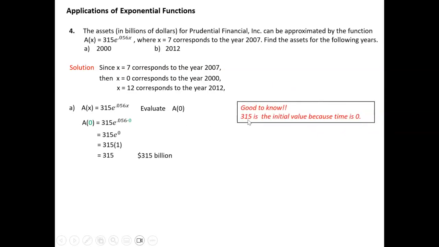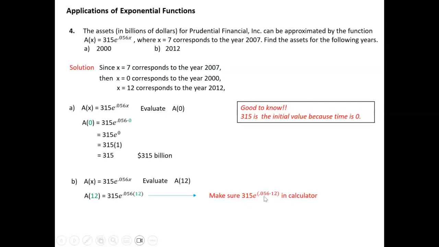Okay, now it's good to know that 315 is the initial value because the time is 0. When time is 0, whatever the number is here, that's going to be your initial value. This is crucial for the next problem that we're going to be doing. But let's do B now. For B, we're going to evaluate A of 12, which means I'm going to plug in 12 for the x's, and then just use your calculator.